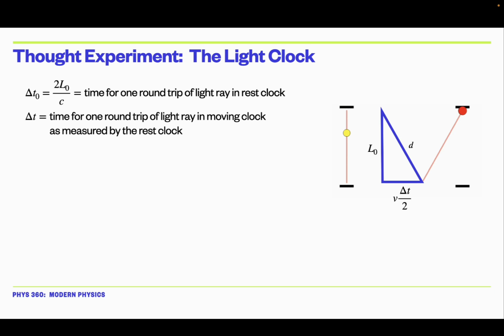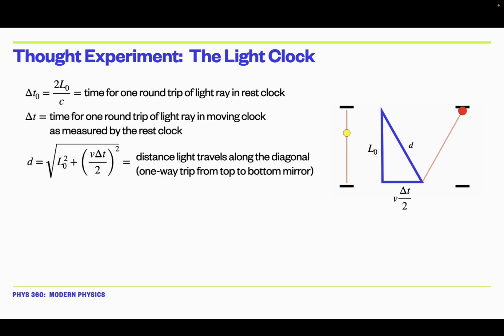And now let's look at the hypotenuse here. It is going to be the distance the light beam travels in half a tick of our clock. So we can get that from the Pythagorean theorem. It's just equal to d squared is just L naught squared plus this quantity squared. That's this.